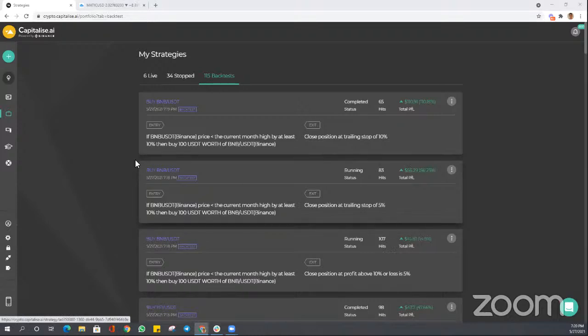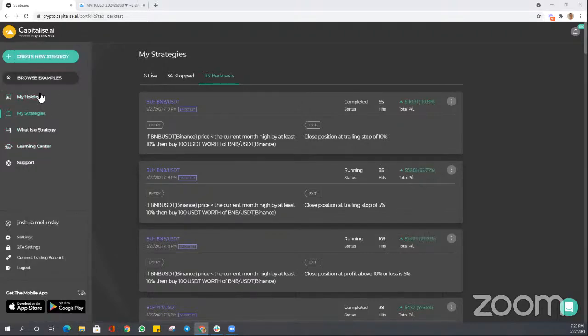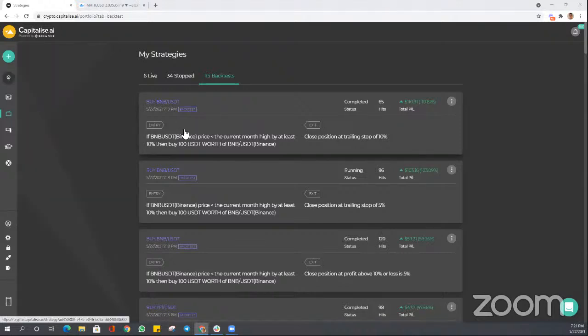For anyone new here to Capitalize, while these are running, we have browse examples where you can see the performance for the last 30 days. You can use them as templates, you can backtest them. For anyone new, these backtests are for 90 days. So this is for the last 3 months, 90 days up to yesterday, including weekends. And so let's see these run here.